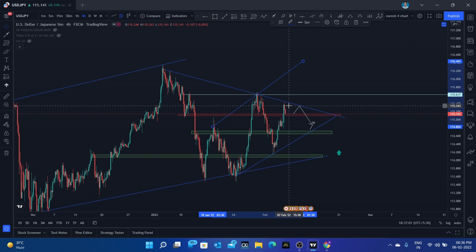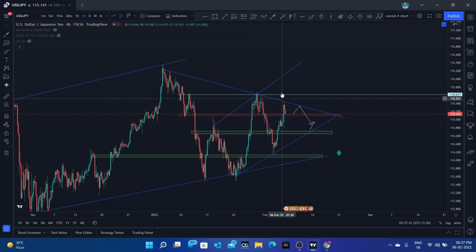So if it is respecting the triangle pattern, if we are not making a higher high and directly coming to this area, we can go for long entries, guys. Or else if it is breaking this triangle pattern, you can directly remove this triangle pattern and follow the channel pattern. In the channel pattern, if it is making a higher high here and coming to this area, you can go for a long entry again, guys. So that would be for USDJPY, guys.